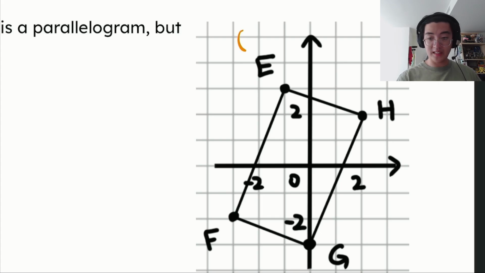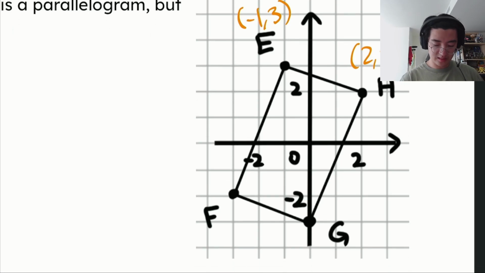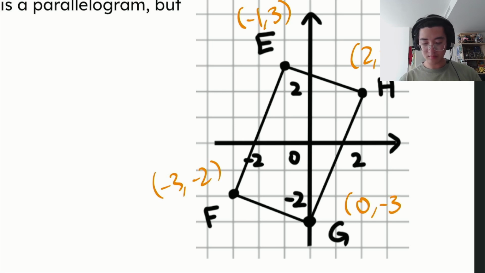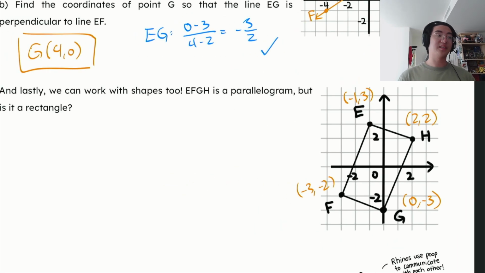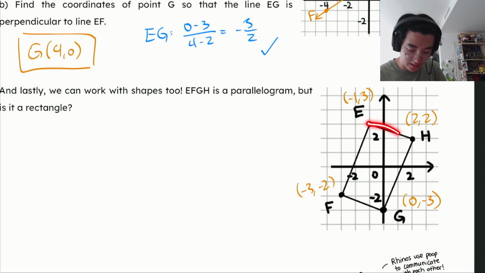The coordinate of E is (-1, 3). The coordinate of H is (2, 2). F is (-3, 2). G is (0, -3). Okay, so those are the four points. Now if we find the slope of each of those separate lines, then we compare them to see if they're perpendicular. Then we can tell if that's a rectangle or not.